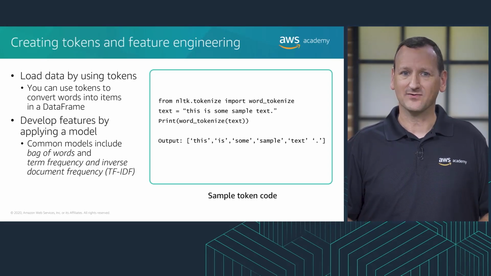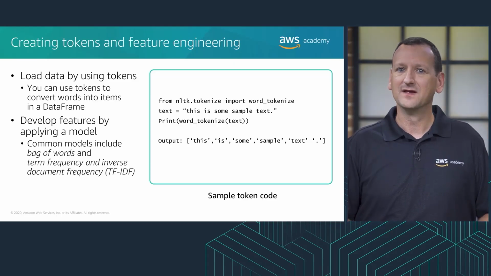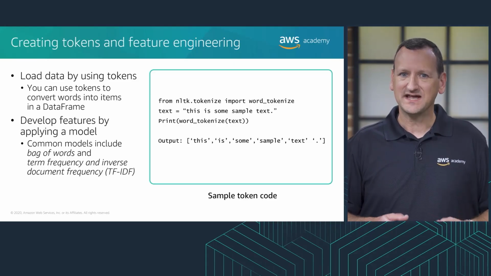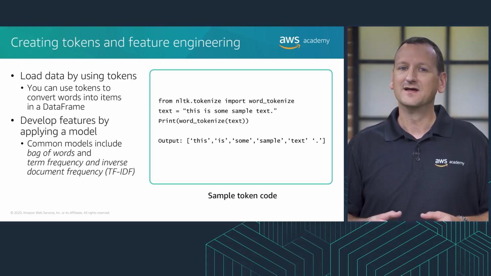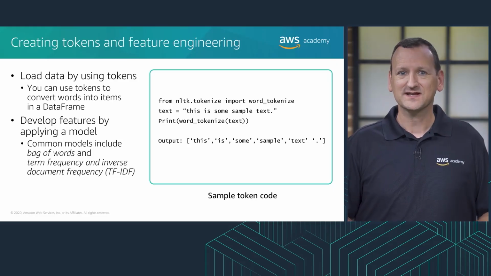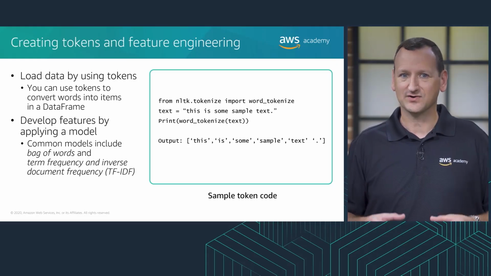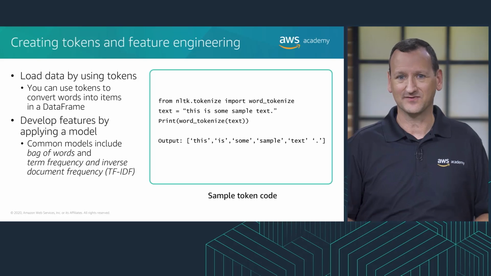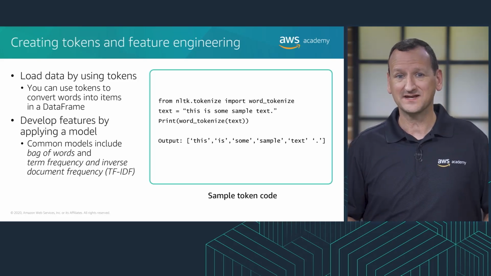The second model is term frequency and inverse document frequency, which is also known as TF-IDF. Term frequency is a count of how many times a word appears in a document. Inverse document frequency is the number of times a word occurs in a group of documents. These two values are used together to calculate a weight for the words. Words that frequently appear in many documents have a lower weight.